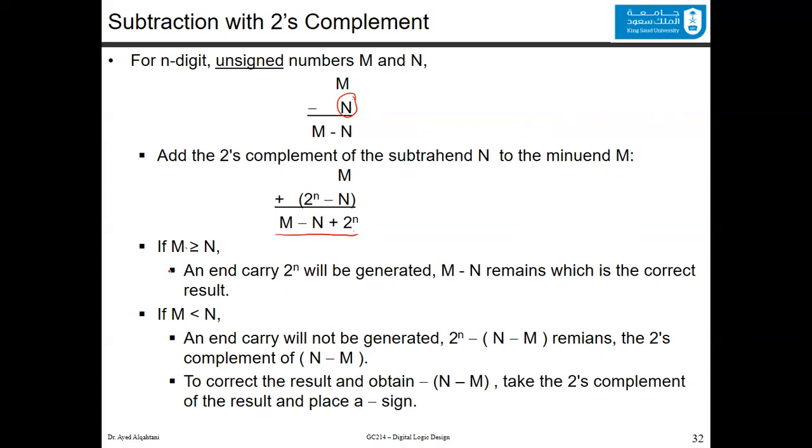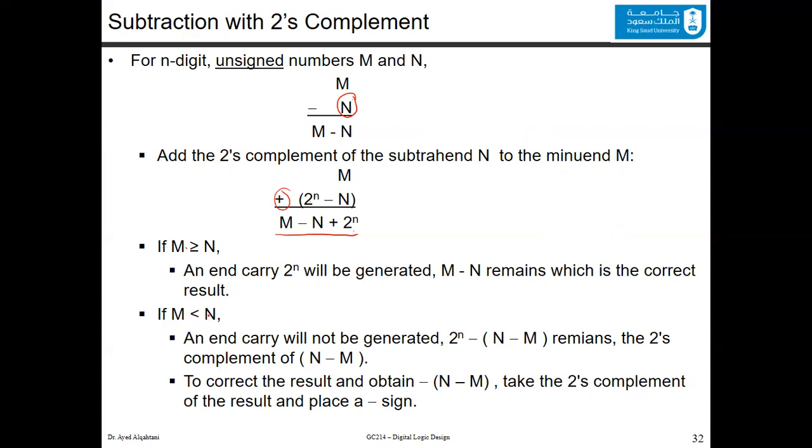Now you have two cases. If m is larger than or equal to n, an end carry. Now we are talking about carries because we are working with addition. If m is larger than n, an end carry of 2 to the power of n will definitely be generated. So m minus n remains, which is the correct result.